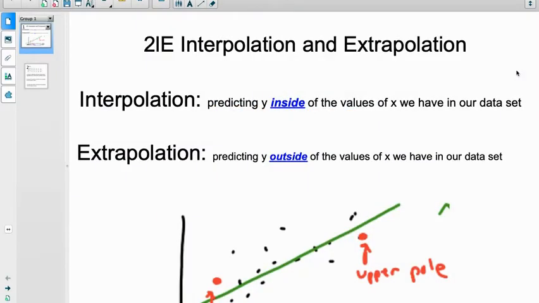Today we're going to talk about 21E, interpolation and extrapolation. So interpolation is predicting y values inside of the values of x we have in our data set. And extrapolation is predicting y outside of the values of x we have in our data set.